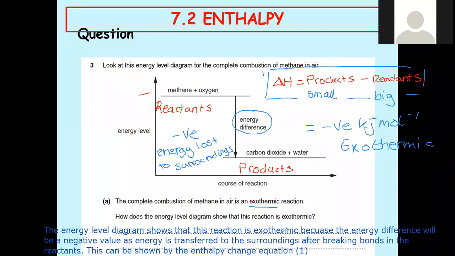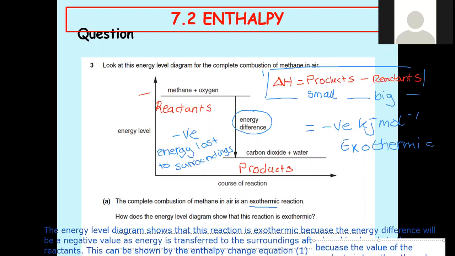So the energy level diagram shows that this reaction is exothermic because the energy difference will be a negative value as energy is transferred to the surroundings after breaking the bonds in the reactants. This can be shown by the enthalpy change equation, because the value of the products is less than the value of the reactants. And here we would do products minus reactants.